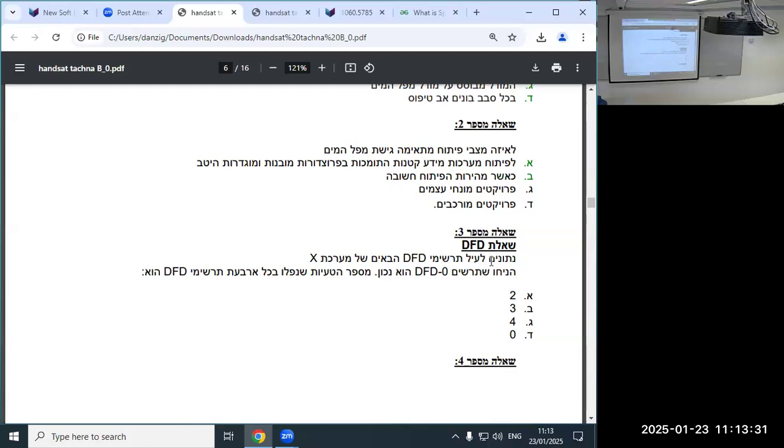Okay, next question. DFD. Above we saw some DFD diagrams. Assume that DFD 0 is correct. The number of mistakes that are in each of the 4 diagrams is how many? How many mistakes are there in the diagrams? 1, 2, 3, 4, or 0?